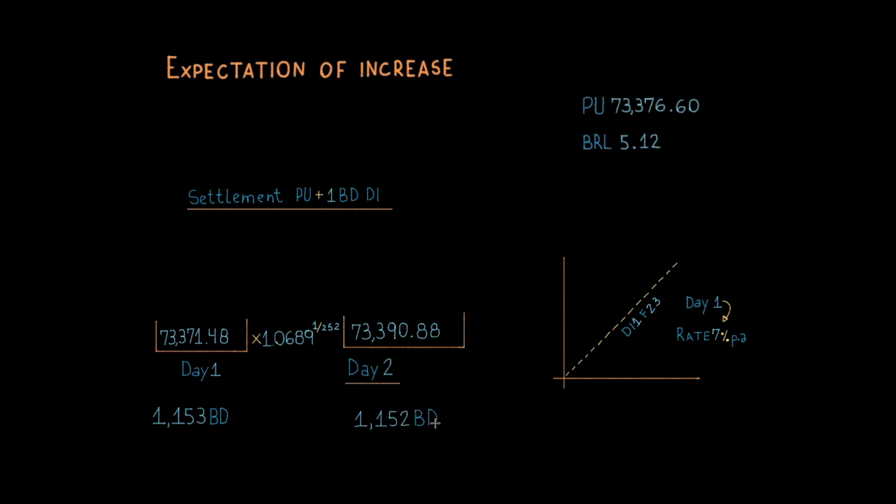During day 2, the rate increases, and the investor will sell the January 2023 contract at 7.14% per annum, 1,152 business days, resulting in a long position with PU at 72,958.89.